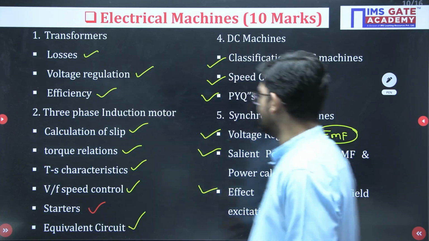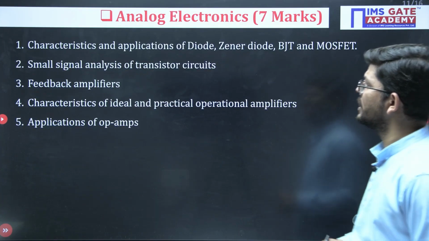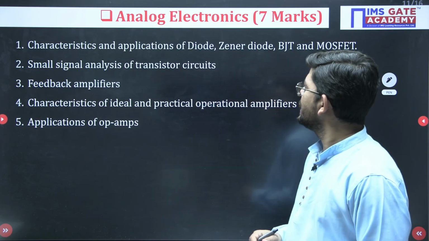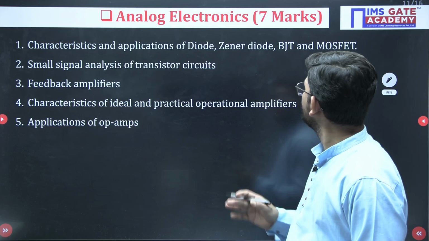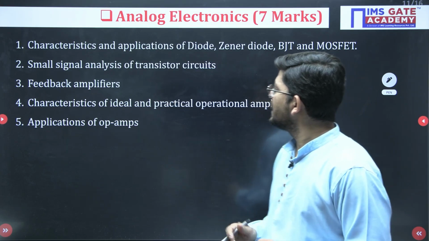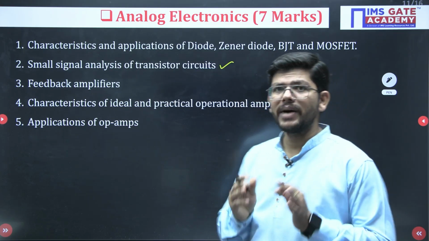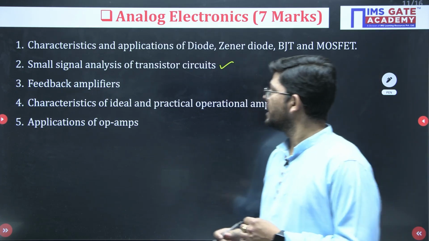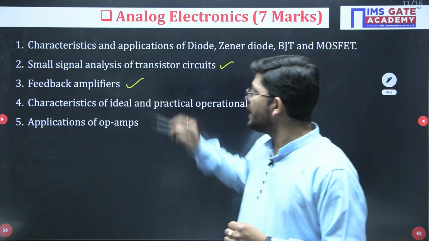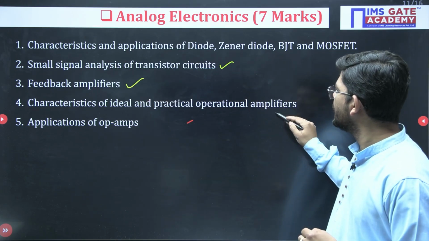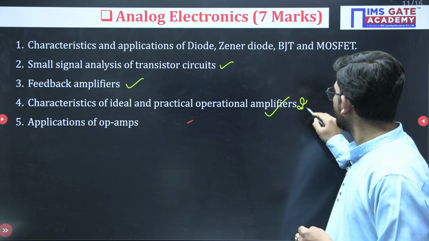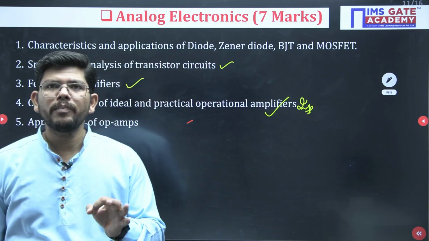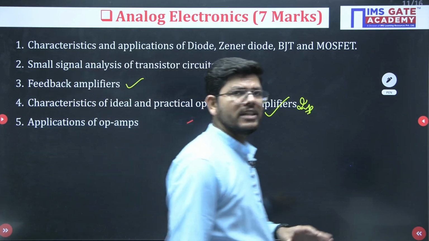Now after the machines, we have analog electronics. So what are the important topics of analog electronics? Characteristic and application of diode and Zener diode, BJT and MOSFET. Small signal analysis of transistor circuit, transistor biasing, okay, and transistor re model, frequency domain analysis. Then feedback amplifier, characteristic of ideal and practical operational amplifier. Now this is very important. You will get 1 or 2 questions related to op-amp in the upcoming exam, okay? And this has been the trend.